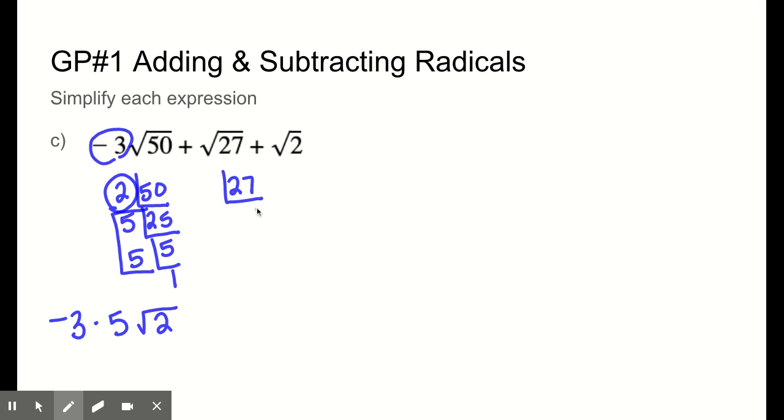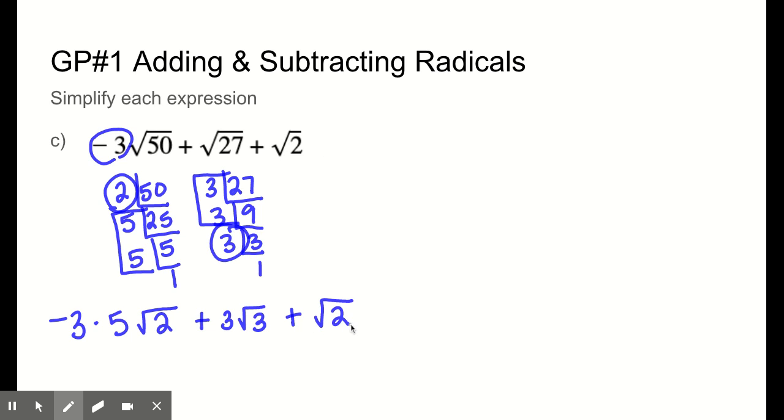For the 27, it is not divisible by 2, but it is divisible by 3. 3 times 9, 3 times 3, and 3 times 1. I have a pair of 3s and a leftover 3. So that's going to be 3 rad 3. And my rad 2, once again, cannot be simplified, so it'll just remain the square root of 2.